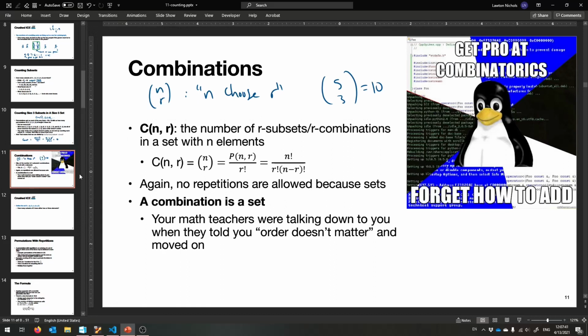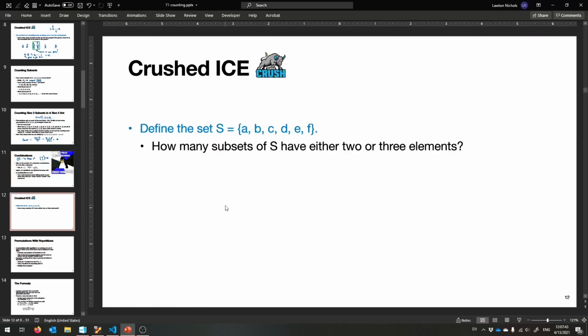So we have just discovered combinations, and now I want you to practice it. Here's a set that's got 6 elements, A, B, C, D, E, and F. How many subsets of S, so you're going to find some kind of combination, how many subsets of S have either 2 or 3 elements? Try and give that one a go.